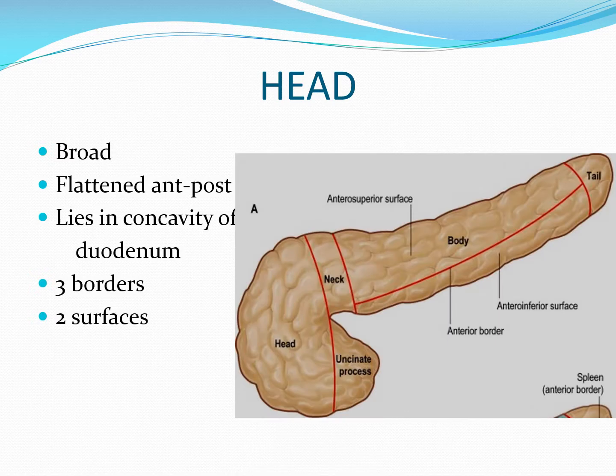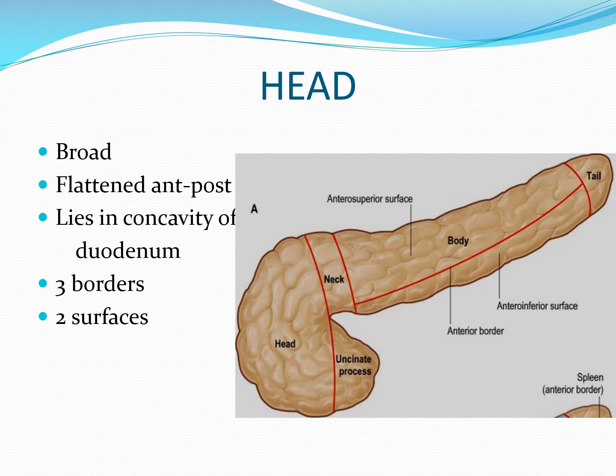Now the head of the pancreas. The head is broad, flattened and lies in the concavity of the duodenum. It has three borders and two surfaces. It is the right end of the pancreas, situated within the C-shaped curve of the duodenum. Its external features: the head has three borders and two surfaces. The three borders are superior, inferior and right lateral. The two surfaces are anterior and posterior, and there is one process called the uncinate process.